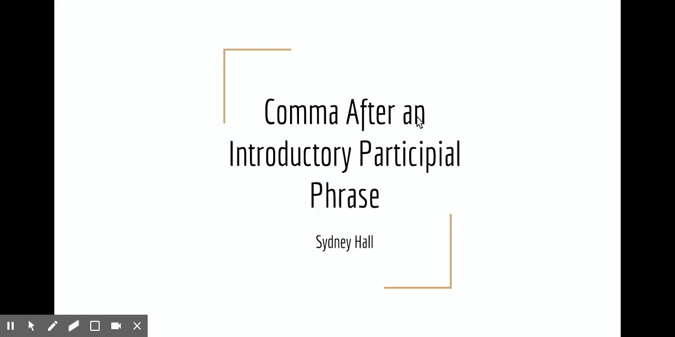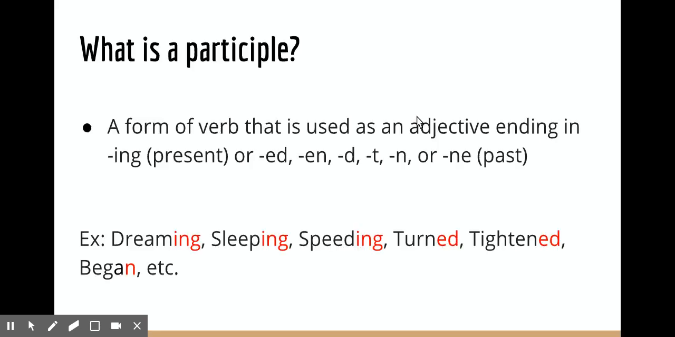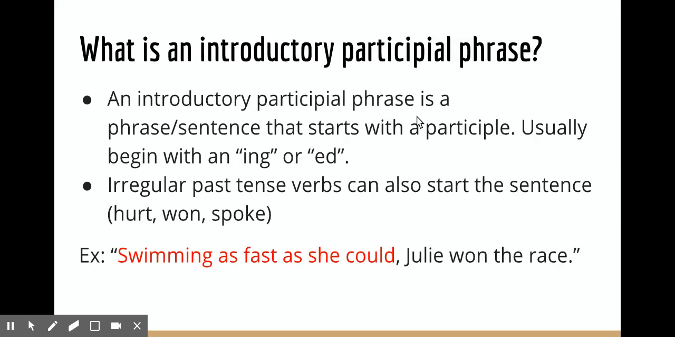The lesson I'm going to be teaching you about is where to place a comma after an introductory participle phrase. The first thing you're going to want to know is what a participle is. A participle is a form of verb that is used as an adjective, ending in -ing in the present tense or -ed, -en, -d, -t, -n, or -ne in the past tense. Some examples would be dreaming, sleeping, speeding, turned, tightened, begun, etc.